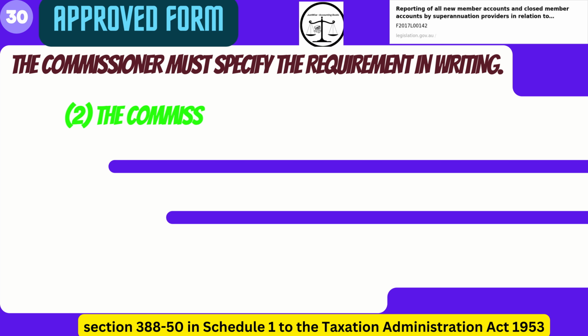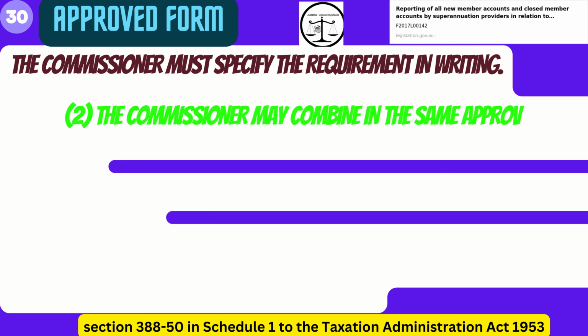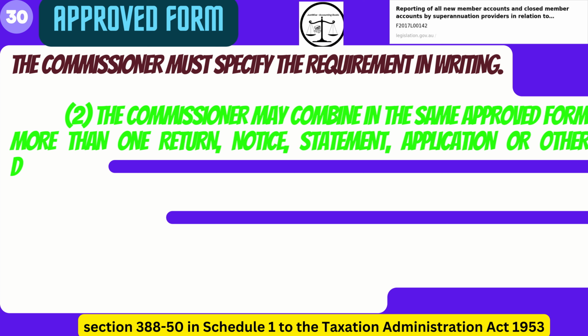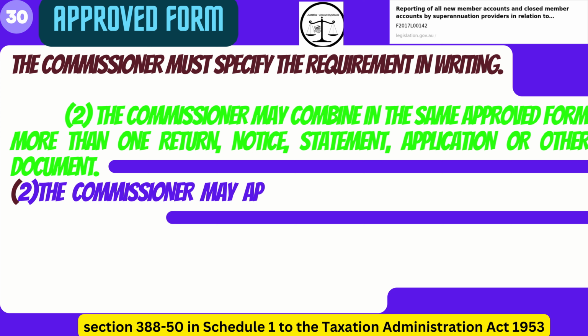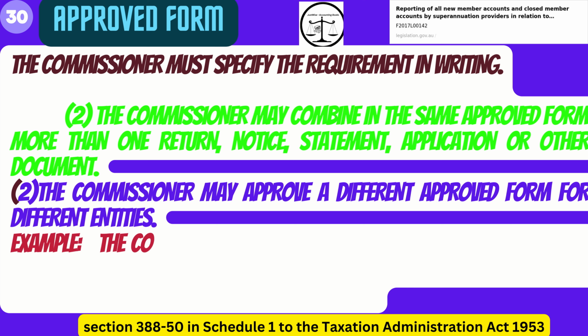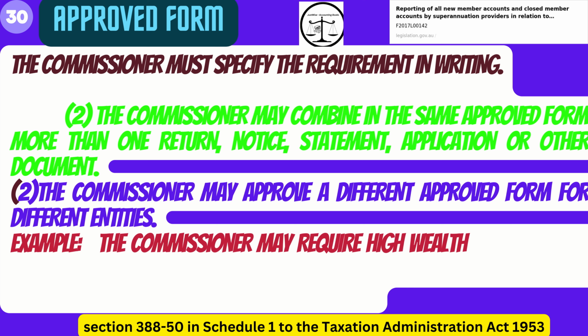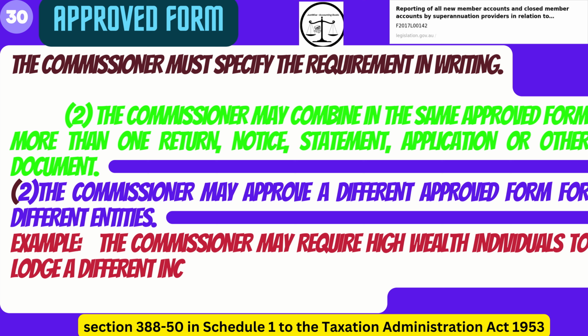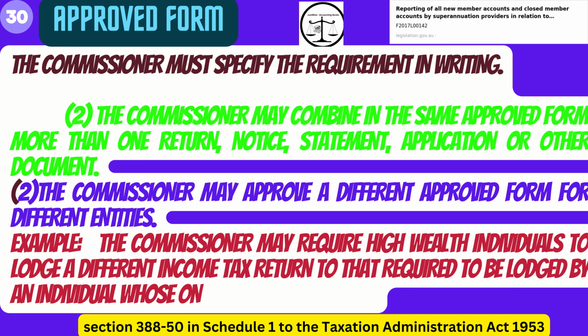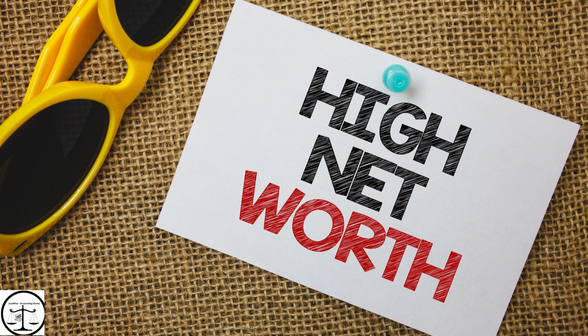2. The Commissioner may combine in the same approved form more than one return, notice, statement, application, or other document. 3. The Commissioner may approve a different approved form for different entities. Example: the Commissioner may require high-wealth individuals to lodge a different income tax return to that required to be lodged by an individual whose only income is a salary.